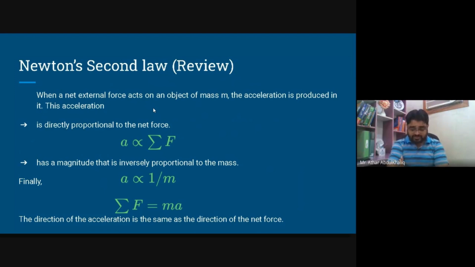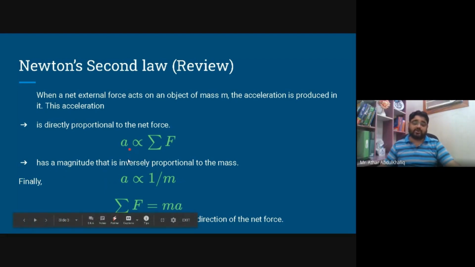The second law of motion tells us that whenever you apply force on an object, the object starts motion. It means acceleration is produced. So when force acts on the object, acceleration is produced. This acceleration is directly proportional to the applied force. If you can see, a is proportional to F, and it is inversely proportional to the mass. So on combining, we said that F is equal to ma.